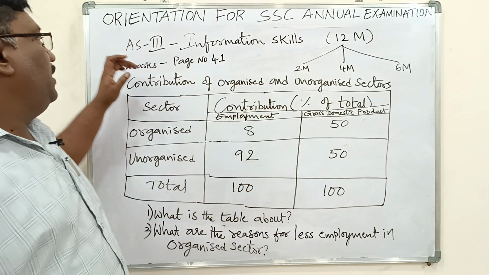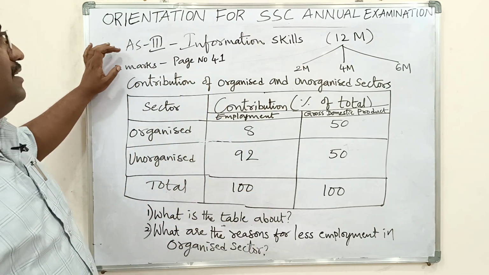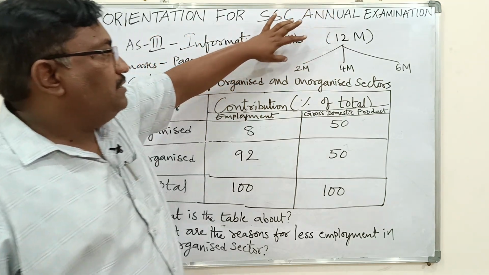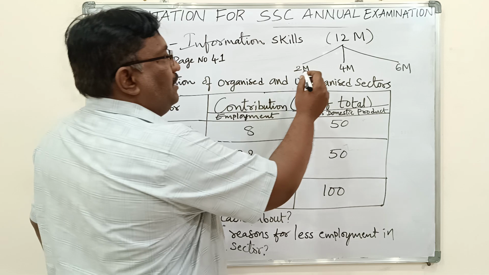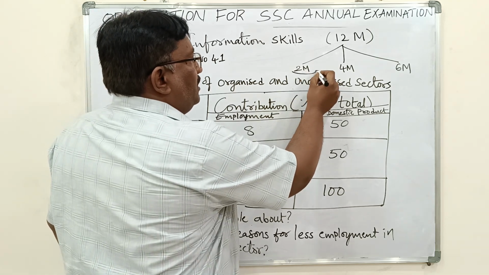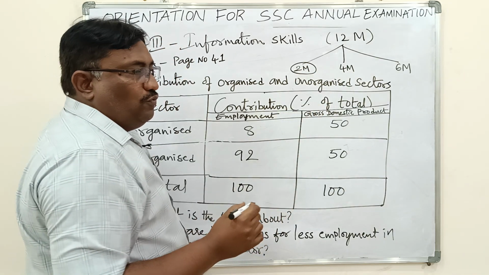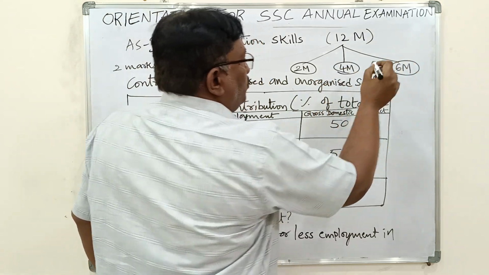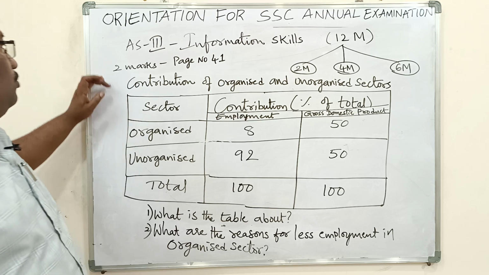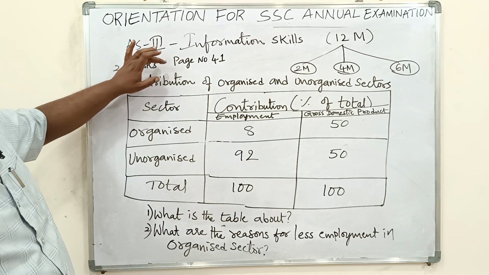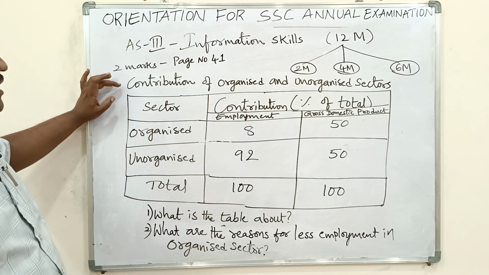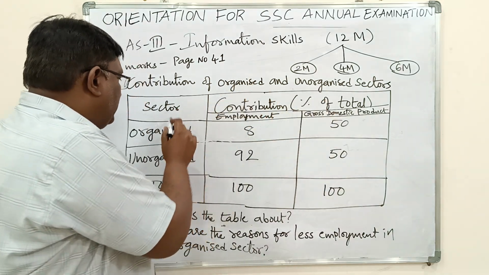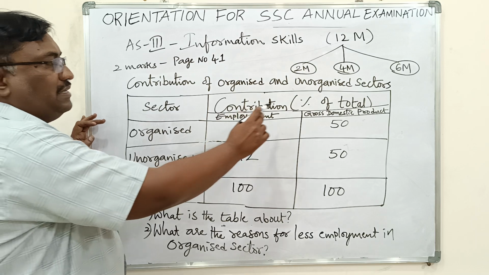Right. Now we are in academic standard 3, that is information skills, and this will give us 12 marks. In this academic standard, there are 3 types of questions: one for 2 marks, one for 4 marks, and one for 6 marks. Let us take an example for the 2 marks. I have taken a table from page number 41 of our textbook, that is the contribution of organized and unorganized sectors. What is the percentage contribution in total?